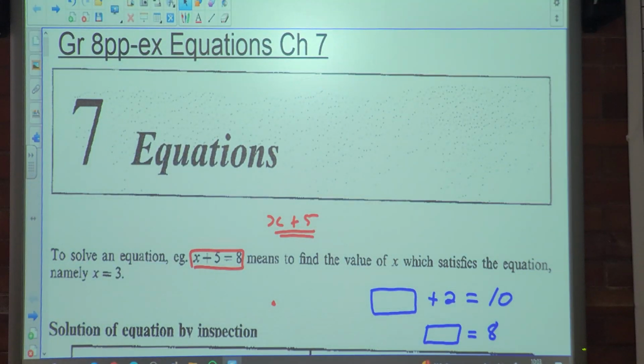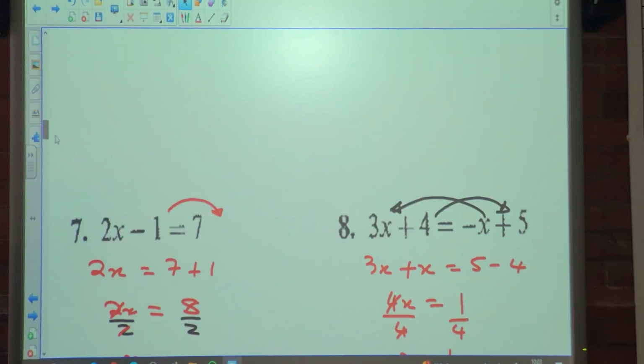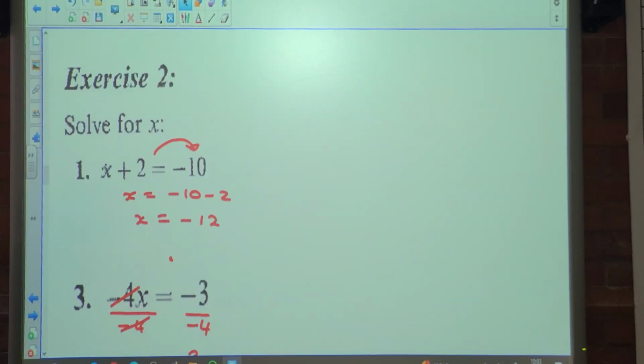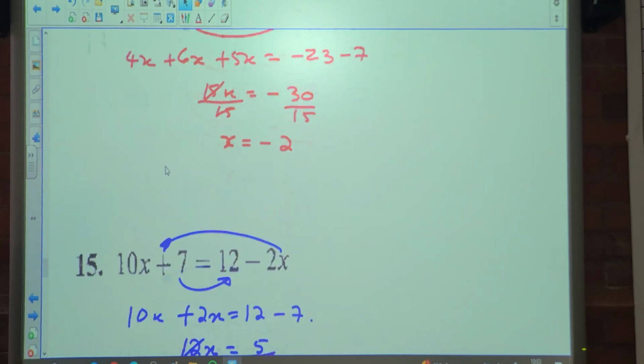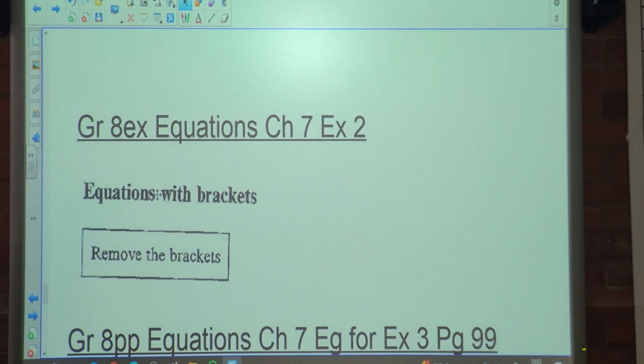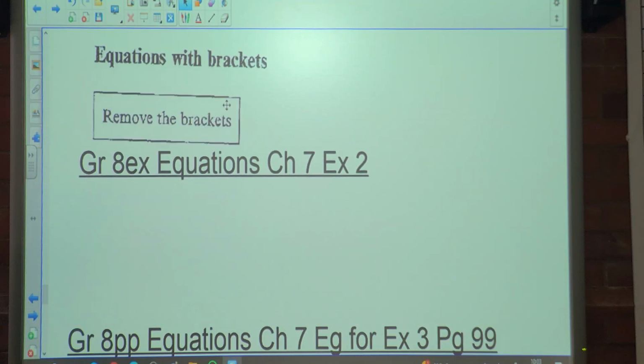Good morning, class. So today we're looking at equations. We're looking at examples for exercise 3. Exercise 3 is on page 99. Today we're going to look at equations with brackets. So we must remove the brackets now.